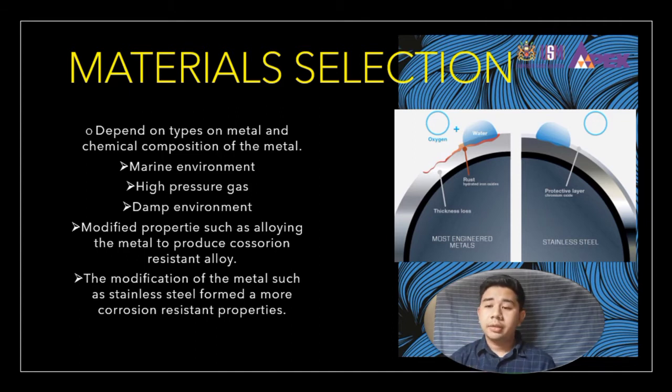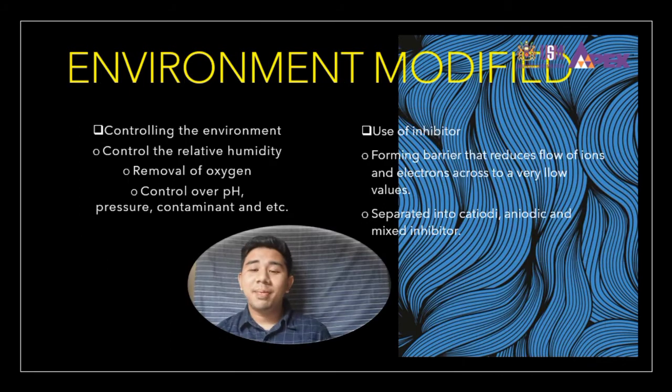As we can see from the diagram, the alloy stainless steel is protected by a protective layer, that is the chromium oxide. This can maintain the integrity of the stainless steel itself. For the next part is the environment modified. This also involves the controlling of the environment. What can we control? We can control the humidity, the removal of oxygen, the pH, pressure, contaminants, and etc.